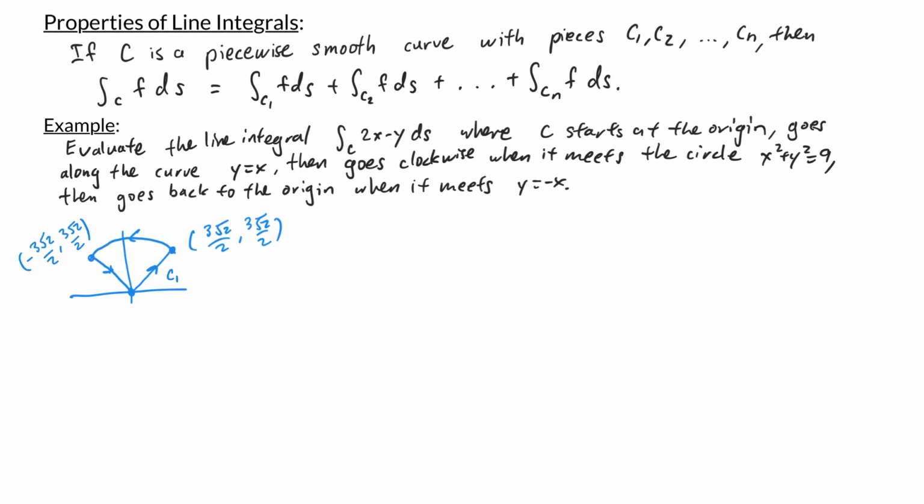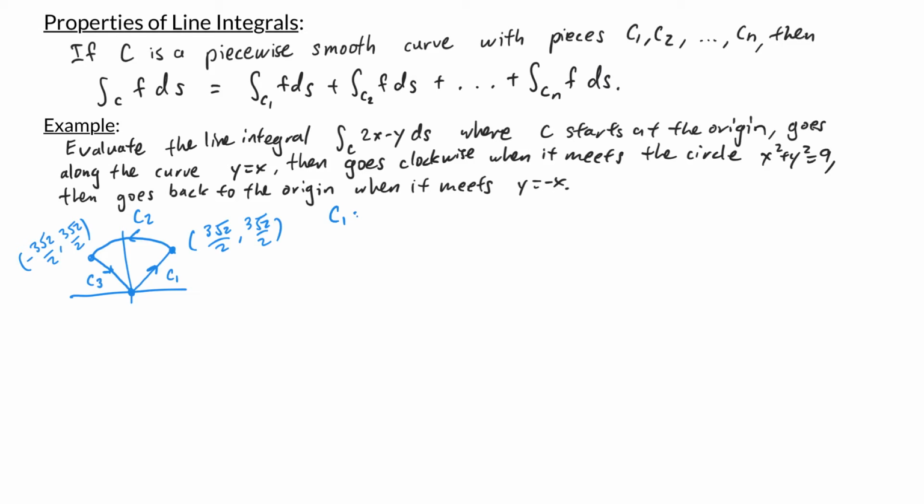C1 going along the line y equals x, C2 going along the circle x squared plus y squared equals 9, and C3 going along the curve y equals negative x. The property tells me that I can calculate the line integral over C by calculating the line integral over the individual pieces, then adding them up. So let's find a parameterization for each piece.